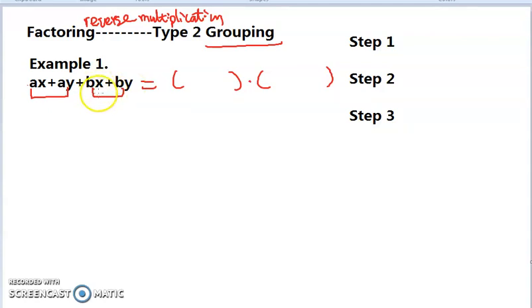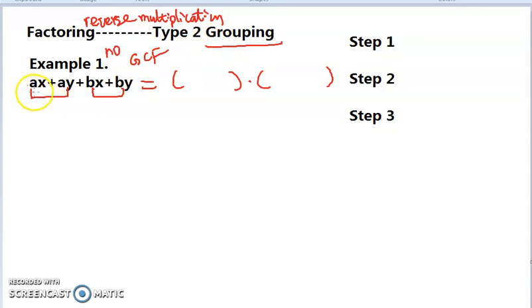So GCF doesn't work because there is no GCF. Maybe I can just put no GCF here. It only means type 1 doesn't work. This is not type 1, and this is exactly what we call grouping.